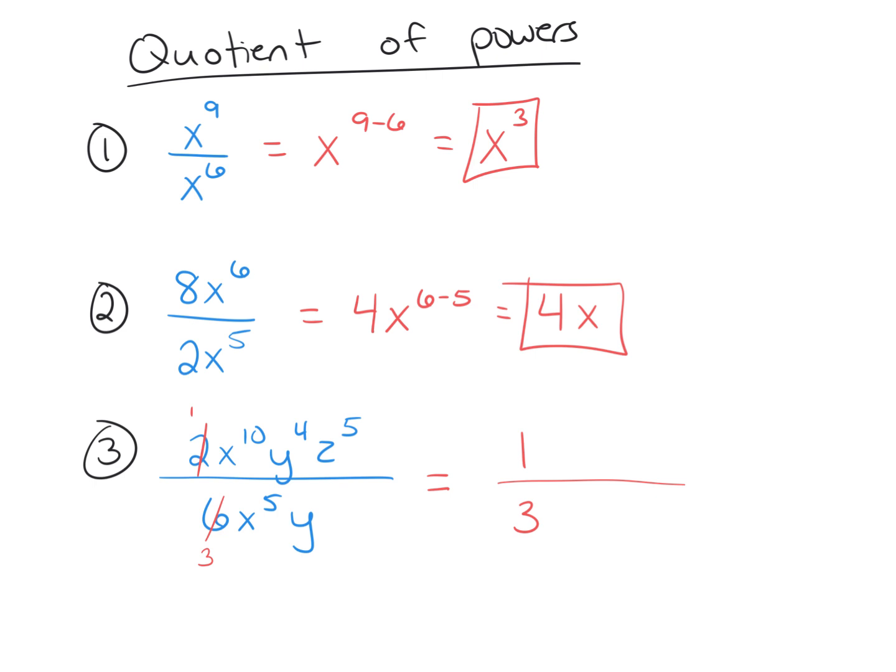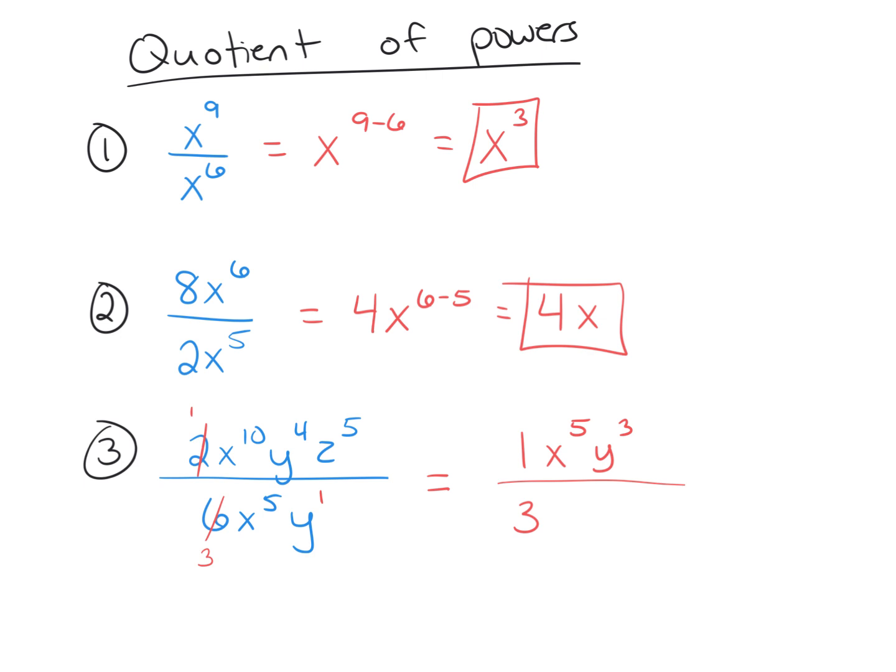Okay. Question? Can I put 3 or no? Nope, because 1/3 is not the same as 3. Okay. What do I do with the x's? Subtract the exponent. So 10 minus 5 is 5. What about the y? What's the exponent on this one? Yep, if there's no exponent, there's 1. So we have y to the 3rd.